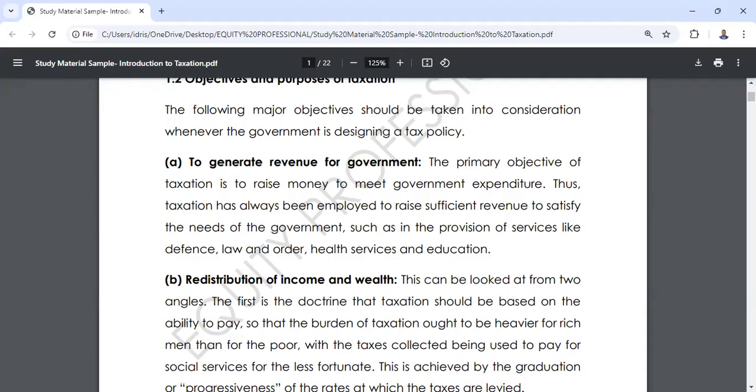Because when we have too much exportation in the country, when we export more, it will have an impact on our GDP. Our gross domestic product will grow in the long run. So to encourage exportation or discourage importation is one of the reasons why government collects tax. So those are the objectives or reasons why government collects tax.